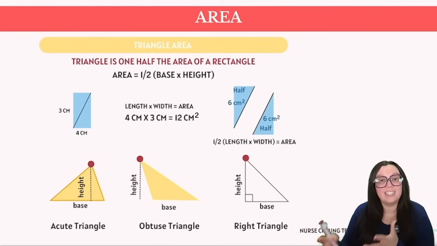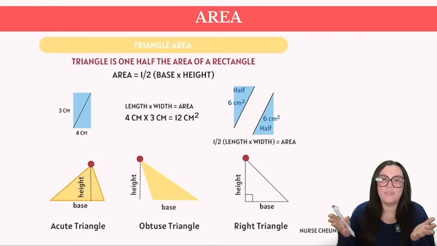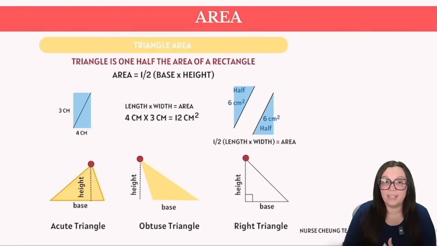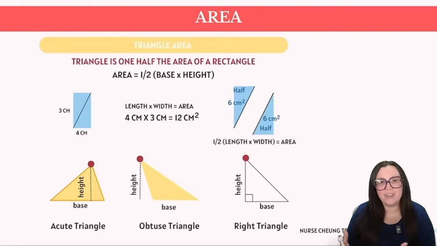This leads us to the formula for the area of a triangle being essentially half of the area of a rectangle. So instead of area equals length times width, the formula for a triangle modifies to area equals 1/2 of length times width.